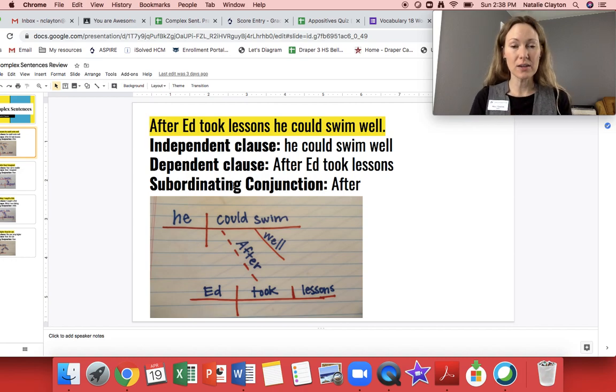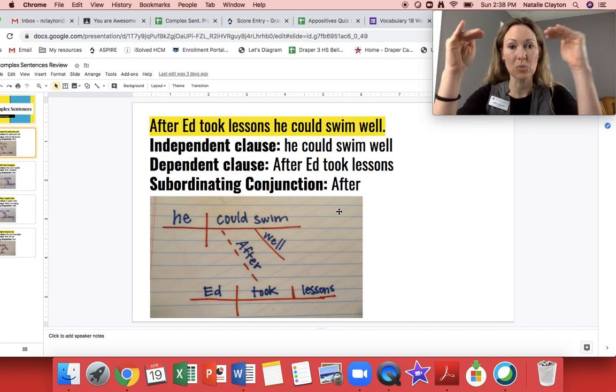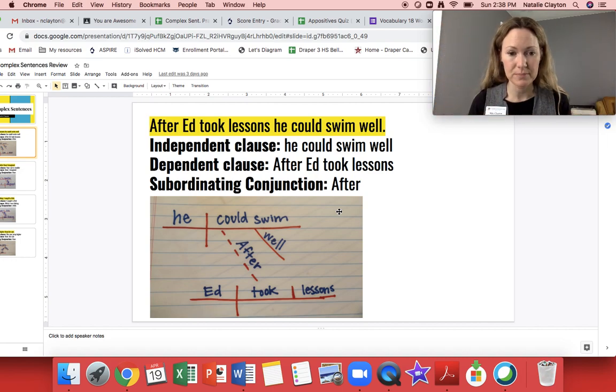So when we diagram complex sentences, the dependent clause is going to go at the bottom. So you'll see here at the bottom is the dependent clause. And we put the independent clause at the top, even if the sentence doesn't start with it. The independent clause will always be at the top when you diagram it. So we would diagram this part first. He could swim well. Subject, he; there's our verb phrase, could swim. How could he swim? Well, there's our adverb.